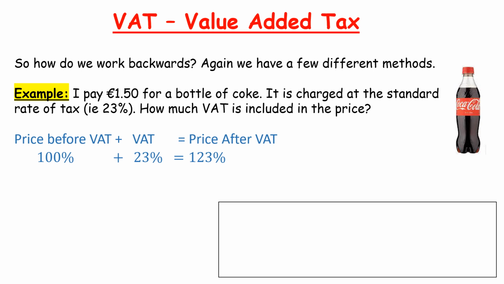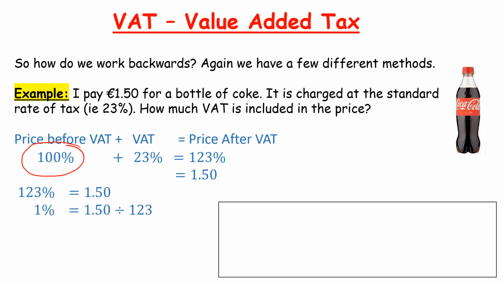The price after VAT, the price including that VAT, is bigger than 100% because it already includes that percentage of VAT. So the price after VAT is 123%. And in this question, that's 150. So what we're going to do, we're going to use percentages and we're going to say, well, 123% is equal to 150. And we're looking for the price before VAT. So we're looking for 100%. So what we can do is we can find 1%, and if 123% equals 150, 1% will be 150 divided by 123. And then to get 100%, we multiply that answer by 100.